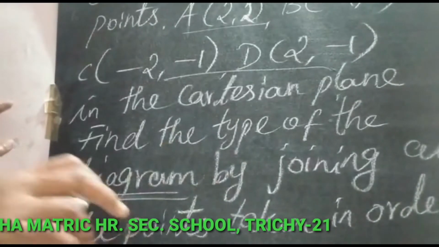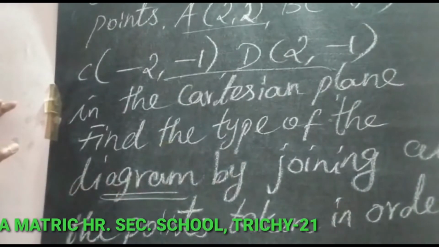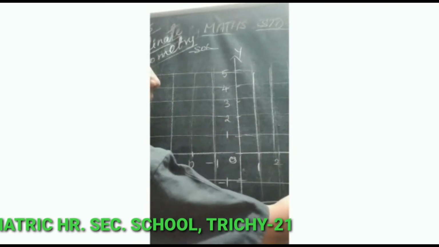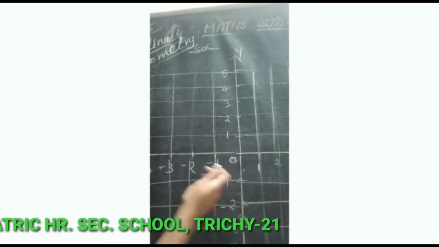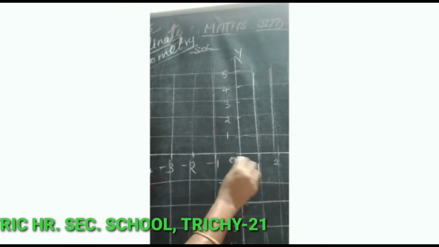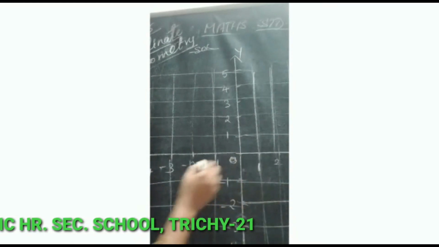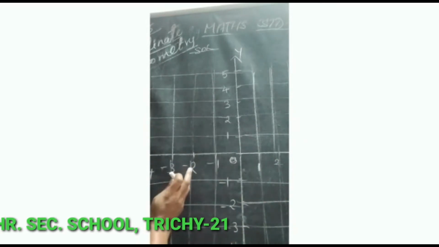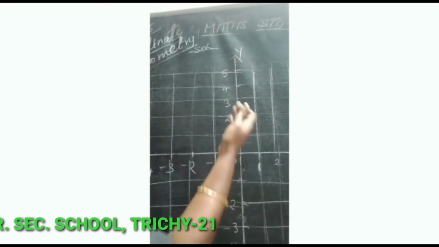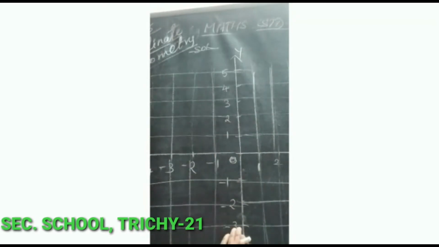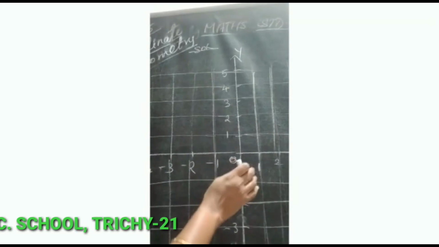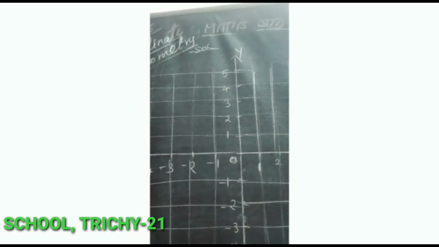Now let us see the solution for this sum. First you have to draw the x dash and y dash and mark the numbers one by one. The center is 0. On the x axis, the right side has positive numbers and the left side has negative numbers. On the y axis, upside is positive numbers and downside is negative numbers. You have to mark everything as usual. After that only you have to mark the given points.